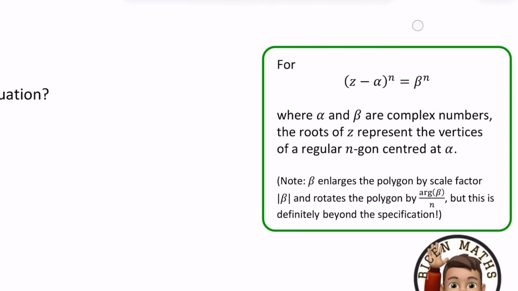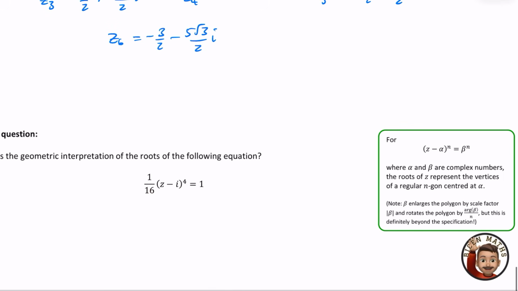But there's a little extra bit that I've put down here that is definitely beyond the specification. Beta enlarges the polygon by a scale factor of the magnitude of that complex number, and it does some rotation to the polygon as well. So alpha changes the center, and beta does a bit of scaling and a rotation. If you're interested, you can think why it is this. It does a rotation of the argument of beta divided by n, but it is definitely beyond the specification. But they have started asking questions that look kind of like this.